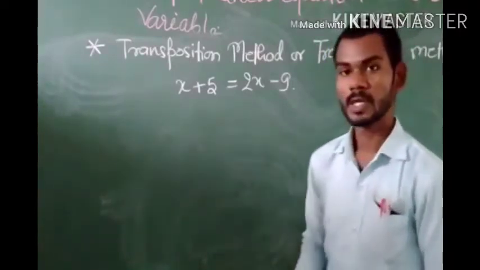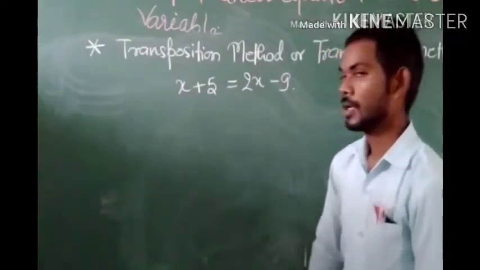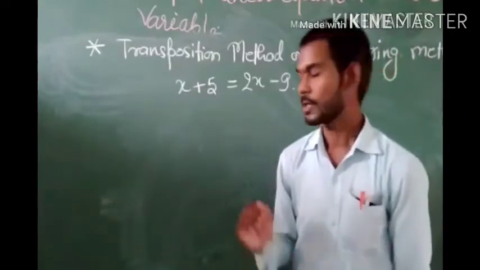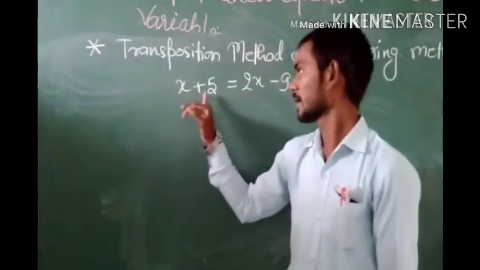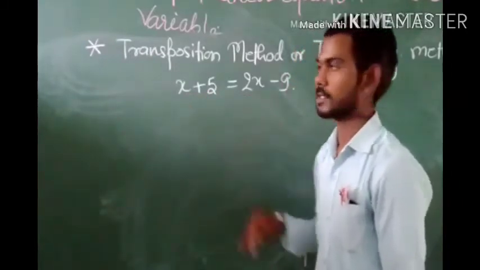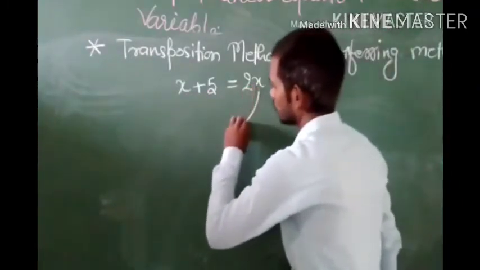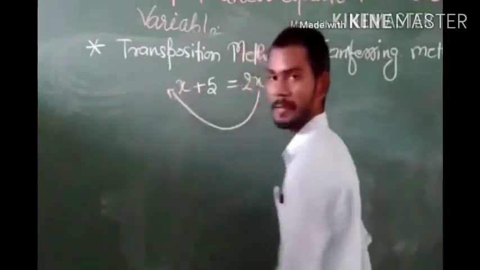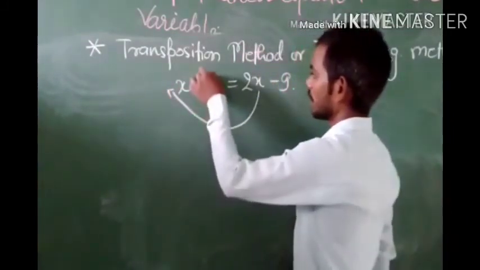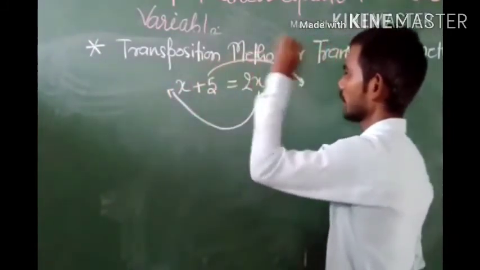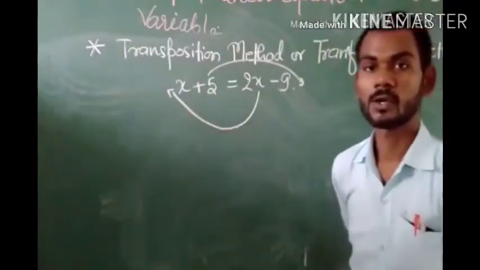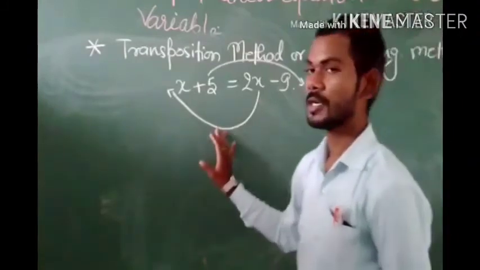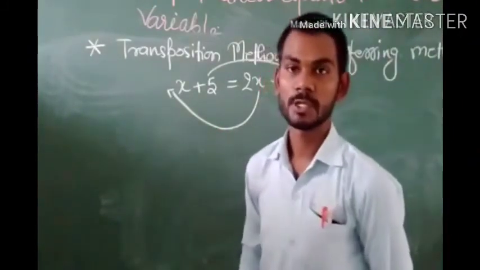Here we have to transfer the algebraic term, that is the literal term or variable term, to one side and the constant term to the other side. That is, we have to transfer 2x to the left hand side and transfer 5 to the right hand side. Then this method is called the transferring method or transposition method.